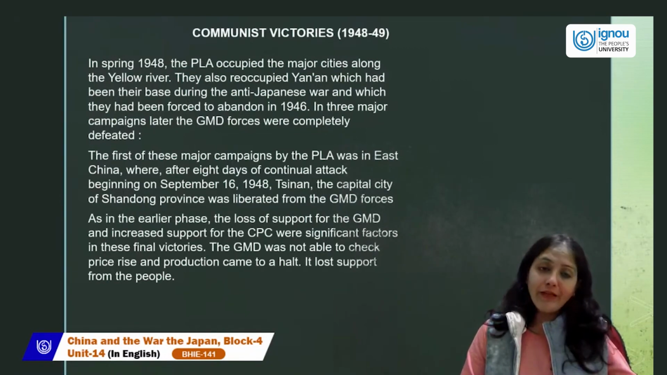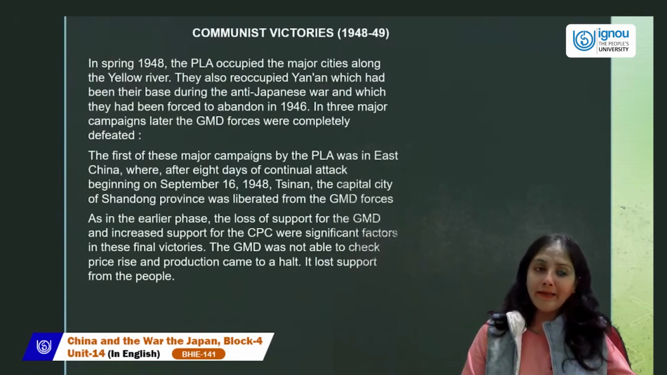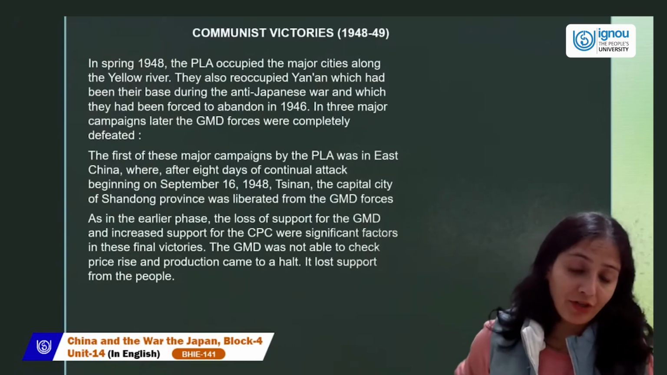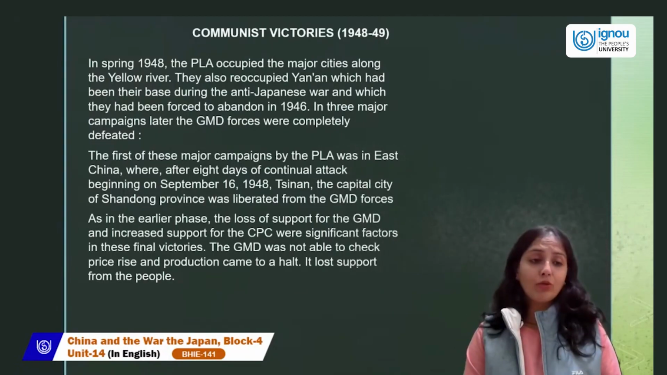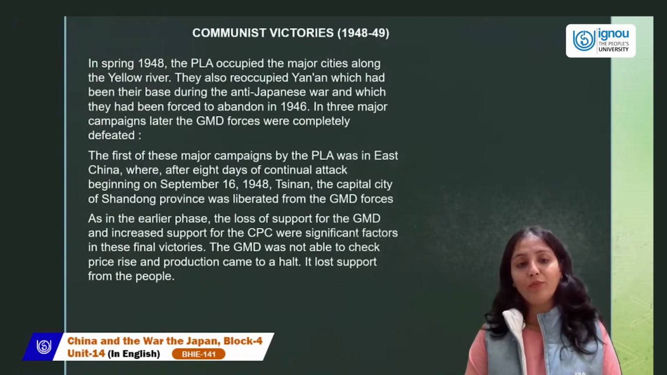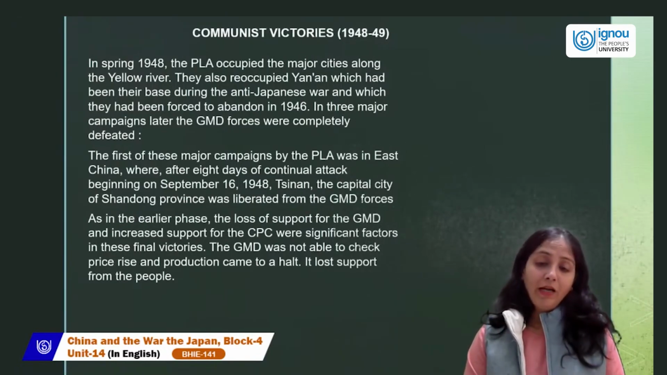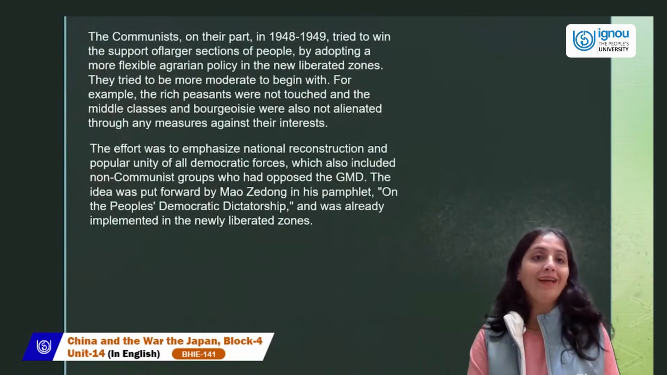As in the earlier phase, the loss of support for the Kuomintang and increased support for the CPC were significant factors in these final victories. The Kuomintang was not able to check price rise and production came to a halt. It lost its support from the people. Who? Kuomintang.